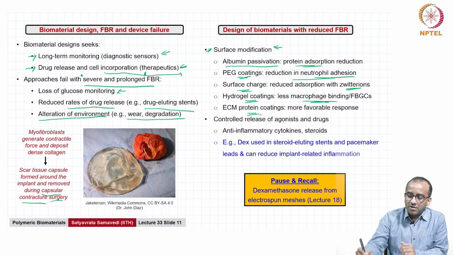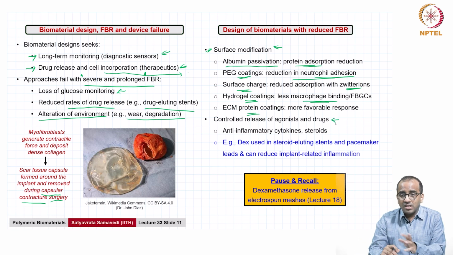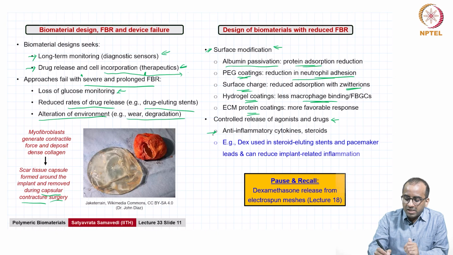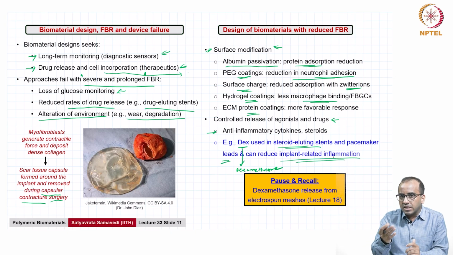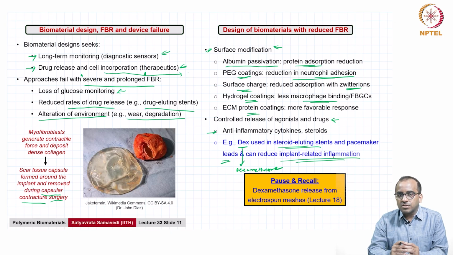Of course, you can also control the anti-inflammatory and pro-inflammatory responses. You can also have release of anti-inflammatory cytokines and steroids. For example, dexamethasone is a potent corticosteroid that is used in steroid-eluting stents and pacemaker leads to reduce the implant-related inflammation. So, this will slowly release dexamethasone locally. It's not good to give this systemically, so it can release it slowly locally to reduce the inflammatory response associated with the macrophages around the implant.